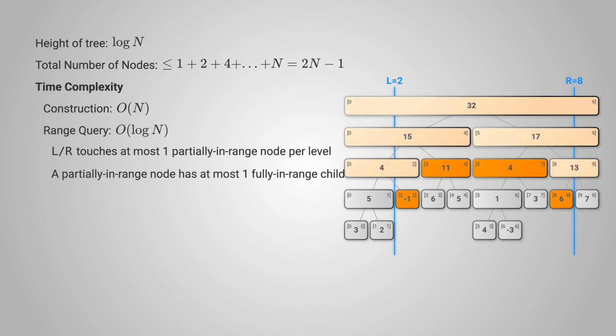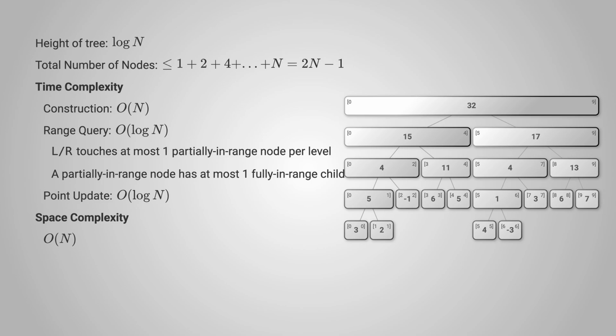For range query, we have two observations. At each level, there can be at most two nodes that are partially in range, intersecting with left and right bound respectively. So the total number of partially in range nodes is at most 2 log n. The second observation is, each partially in range node has at most one child that's out of range, and at most one child that's fully in range. So the total number of visited nodes is linear to log n. For single value update, only one node will be updated at each level. So time complexity is also O(log n). Finally, the space complexity is O(n) from the total number of nodes.